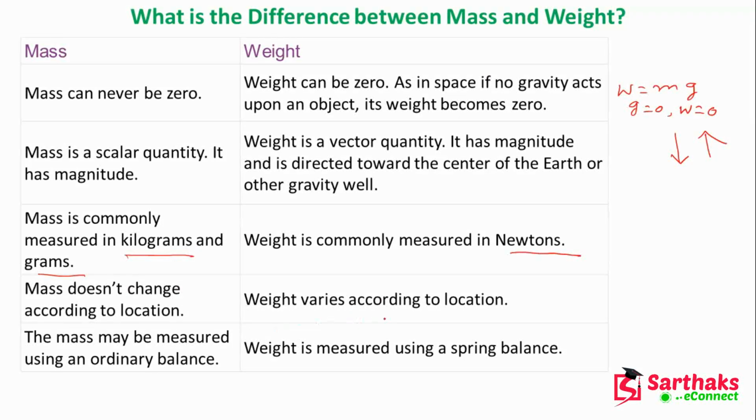Weight varies according to location. That means if you have some object on the moon, what will be the weight? If you have some object on another planet, what will be the weight? That depends on the gravitational acceleration of that planet or moon, right? So mass does not change according to location. And mass may be measured using an ordinary balance. Like when you go to the market, they take an ordinary balance and measure this. But weight can be measured using a spring balance. Okay.